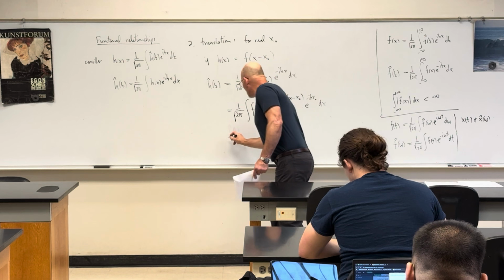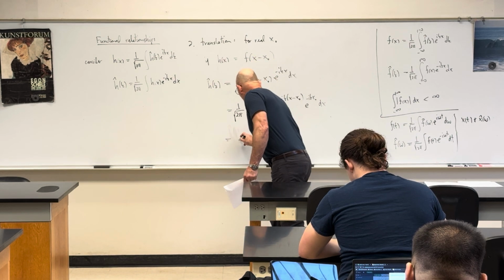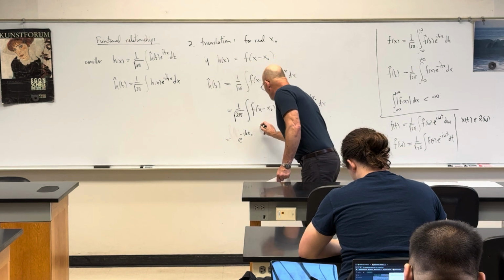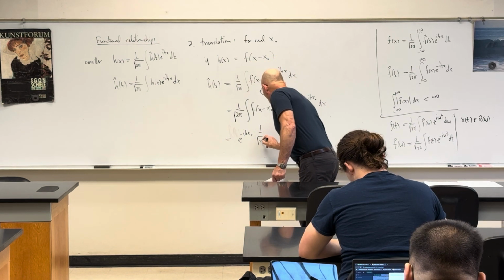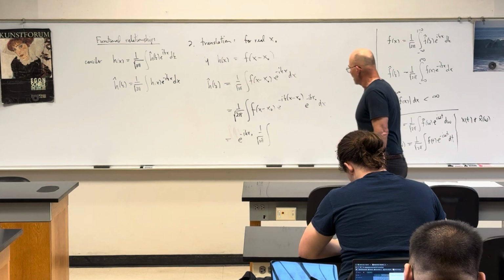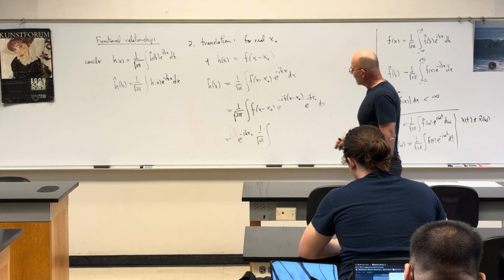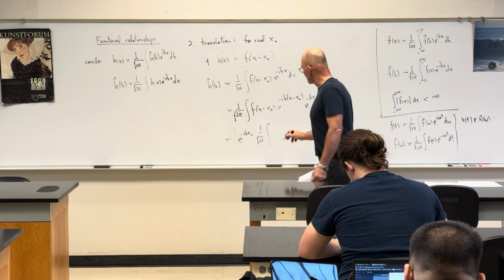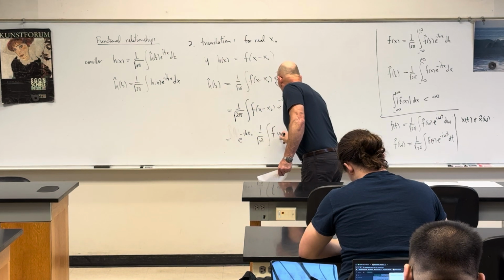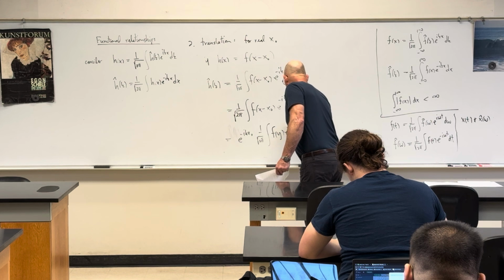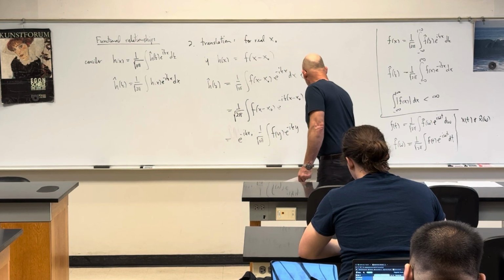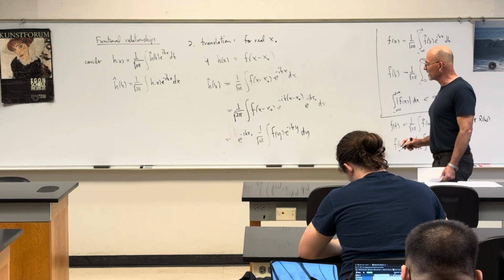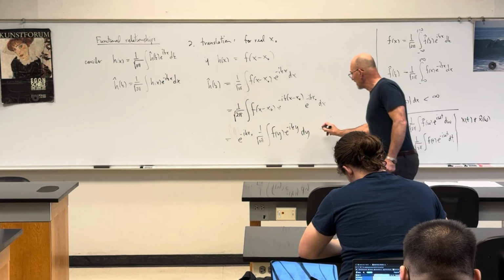And I'm going to pull that out, so e to the minus ik x0, 1 over root 2 pi. And now I'll do a coordinate transfer, a change of variables. I'll let y equal x minus x0. So I'll have an f of y e to the minus i k y. And then dx and dy are going to be the same because x0 is a constant. So I did a change of variables. And you see what's left.